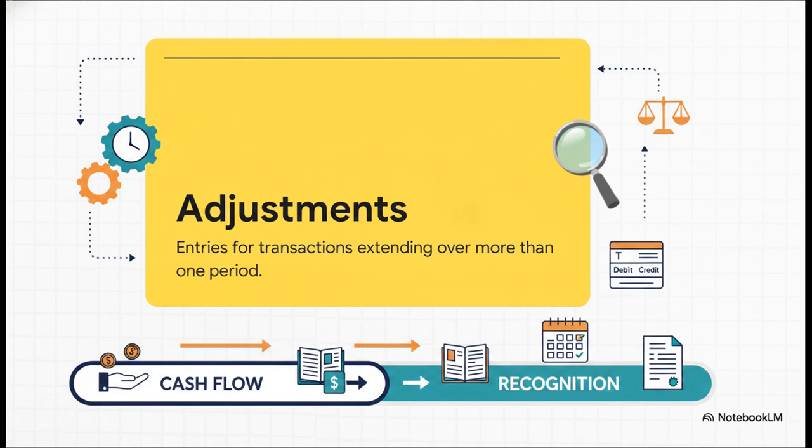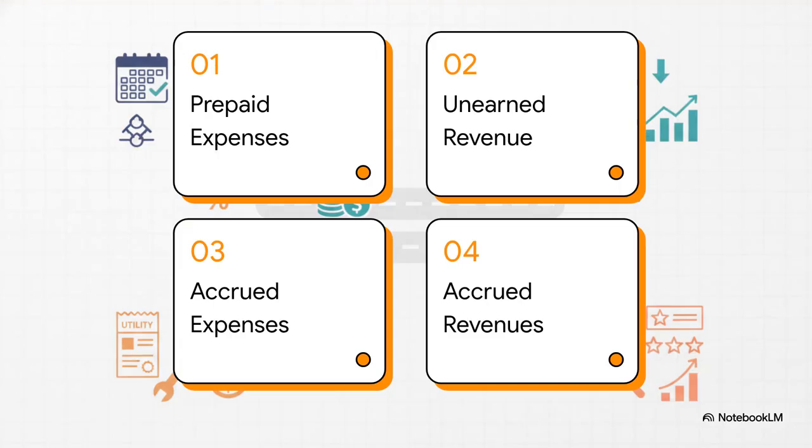It anchors us to what accountants call the matching principle. Basically, our ultimate goal is to make sure our financial statements reflect economic reality. We want to match expenses and revenues to the exact period they actually belong in, not just when the cash happens to change hands. So here's our game plan. We've got 4 distinct categories to cover: prepaid expenses, unearned revenue, accrued expenses, and accrued revenues.